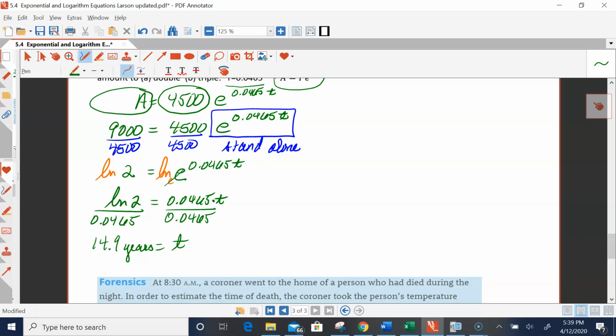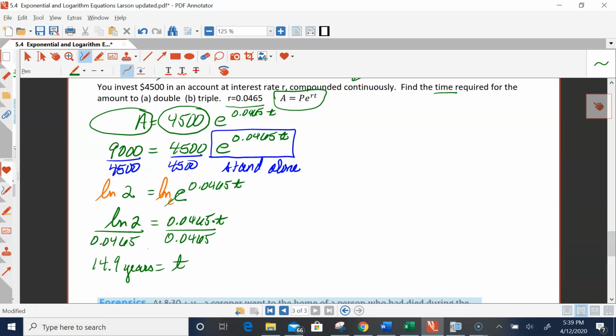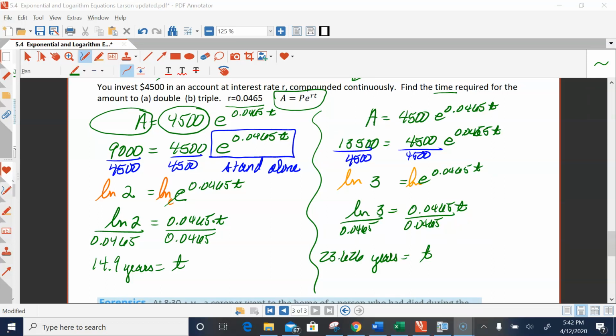So now I want you to pause it, follow what we did in this problem to determine the time it would take to triple your investment. So pause it, work it, and come back. Following what we did on the previous example, we should see that it would take 23.626 years for our investment to triple. You can follow the work that I did here. For tripling, I used 13,500 because that's 4,500 times 3. And when I divide by 4,500, I end up with a 3 on the left.